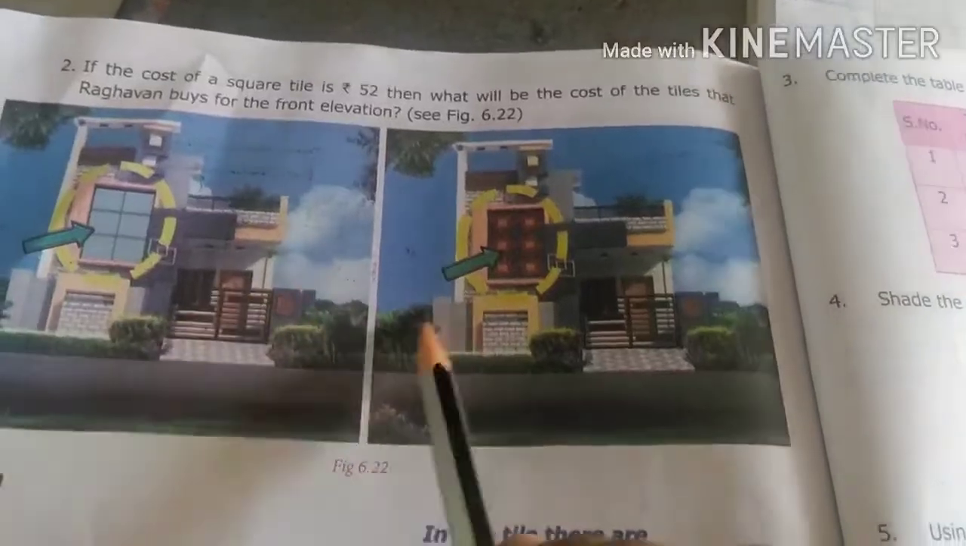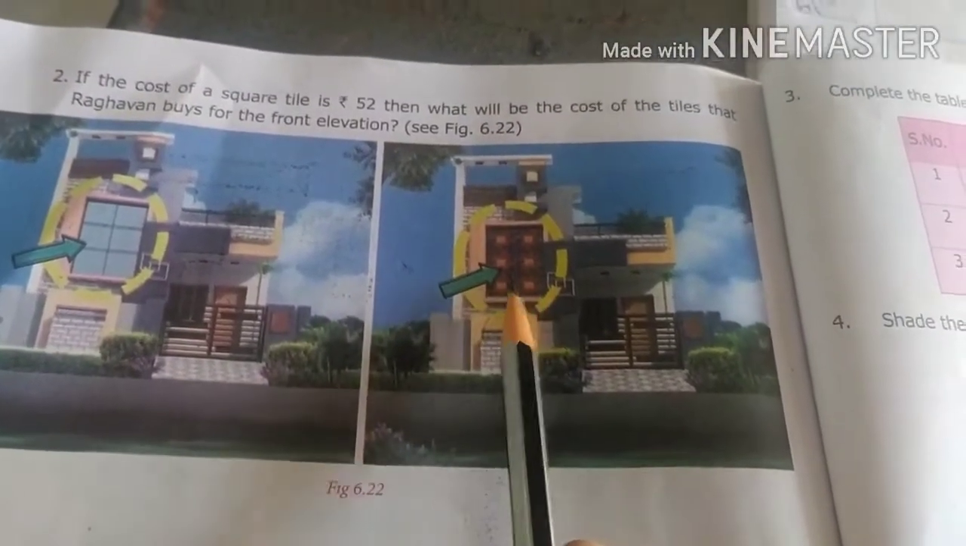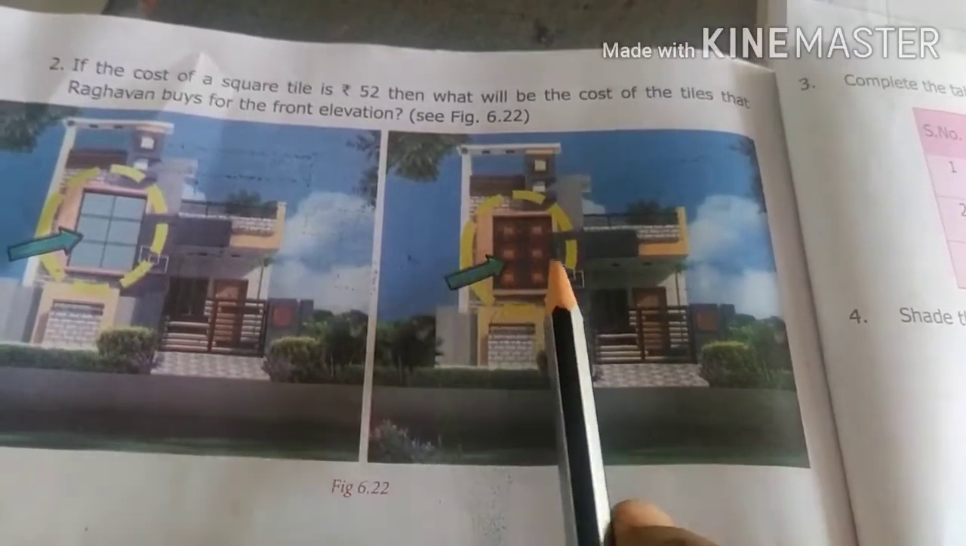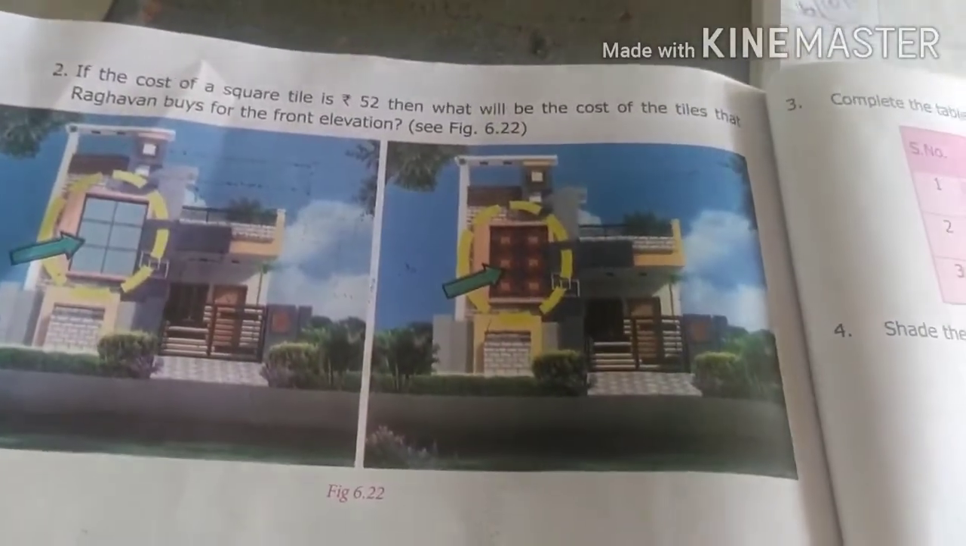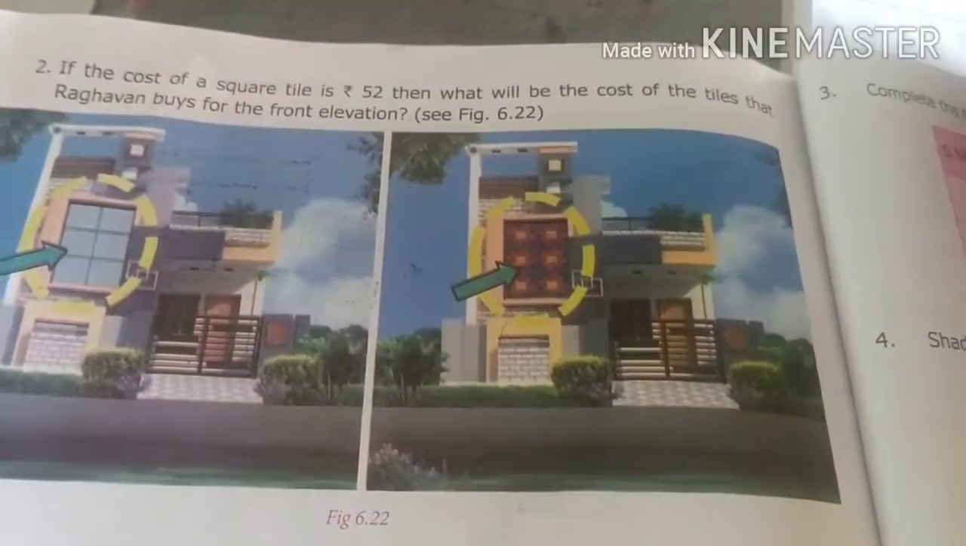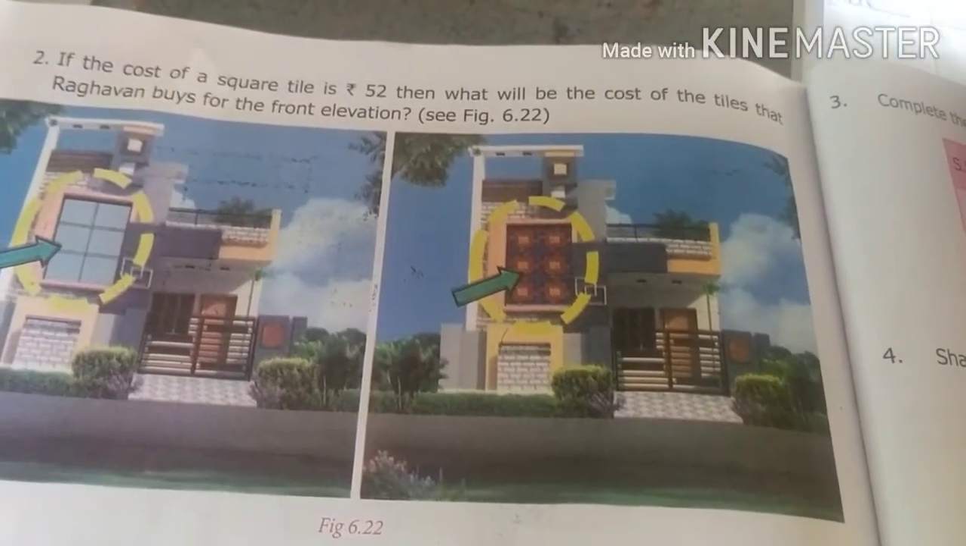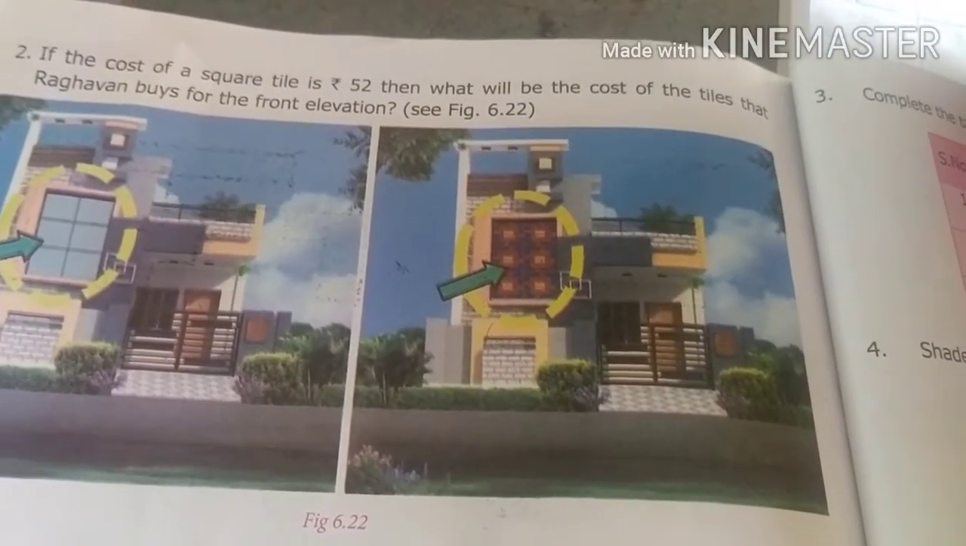So in the tile, they are asking how many tetrominos there are. Next, this is the house. Here they have given the tiles. In each tile, how many tetrominos are there, we are going to find out. Next, if the cost of the square tile is rupees 52, then what will be the cost of the tiles that Raghavan buys for the front elevation?